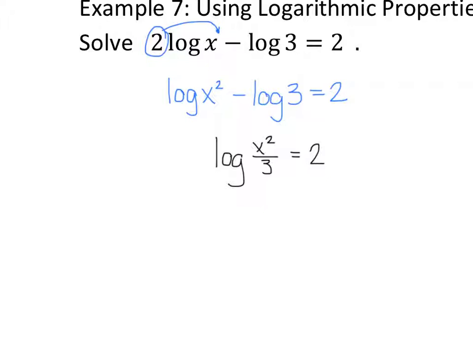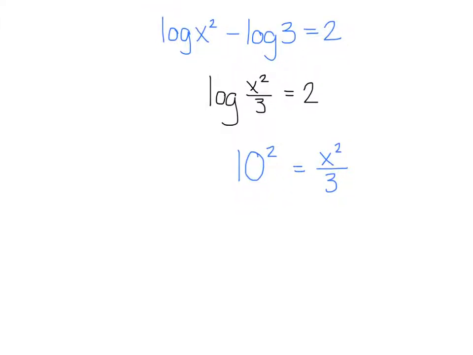We could graph from here, actually, so you could try that. Or we can do it the mathematical way, which was to convert it to exponential form. So what's the base? 10. What's my exponent? 2 is the exponent. And that will equal what? What's 10 squared? 100. Okay, so that equals x squared over 3.